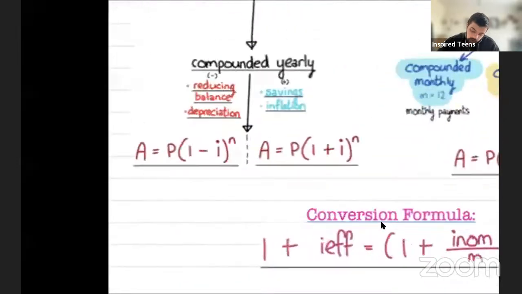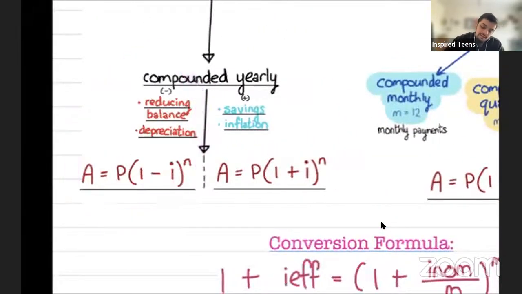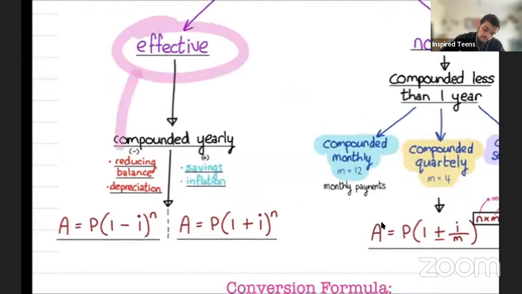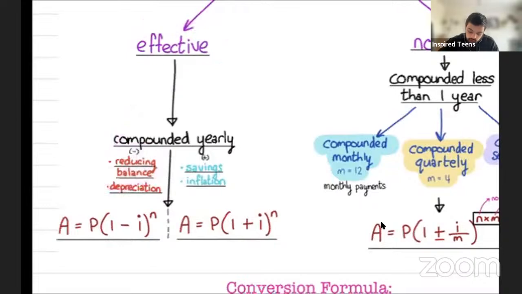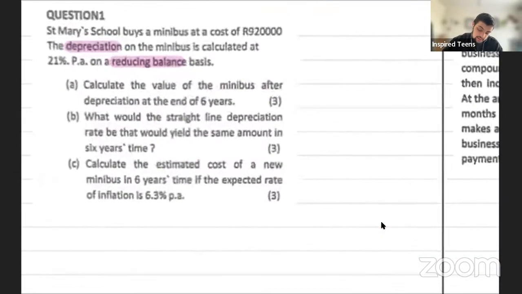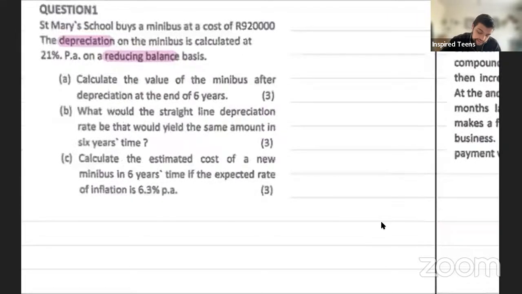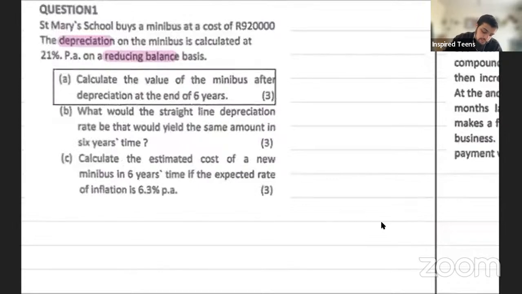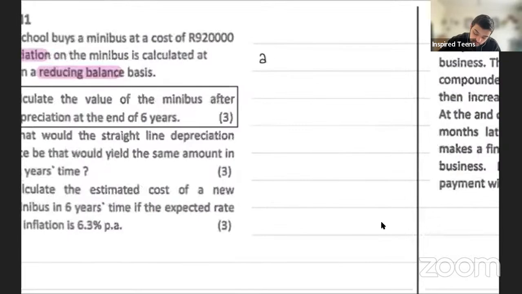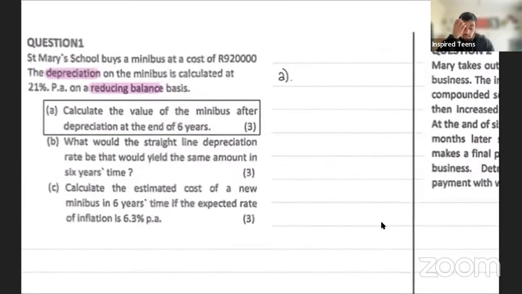Compound interest, reducing balance is a keyword that tells us we are dealing with effective for compound interest. So let's go back to the question. It says the depreciation on the minibus is calculated at 21% per annum on a reducing balance basis. Calculate the value of the minibus after depreciation at the end of 6 years. So for A, we are simply going to calculate the depreciation. We know that it costs 920,000 rand, it's going to depreciate at 21% per annum on a reducing balance basis, and they want us to calculate it at the end of 6 years.